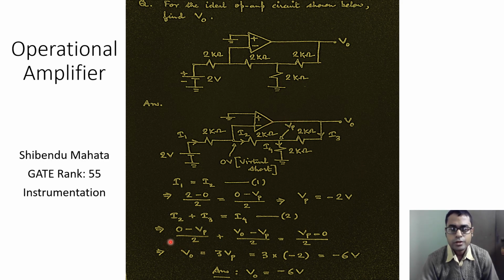Anyways, let us return to the expression that we had derived, and from this expression we can find that V0 turns out to be 3 times Vp, where Vp is equal to negative 2 volt, and so V0 is equal to 3 times negative 2 volts, which is equal to negative 6 volts.